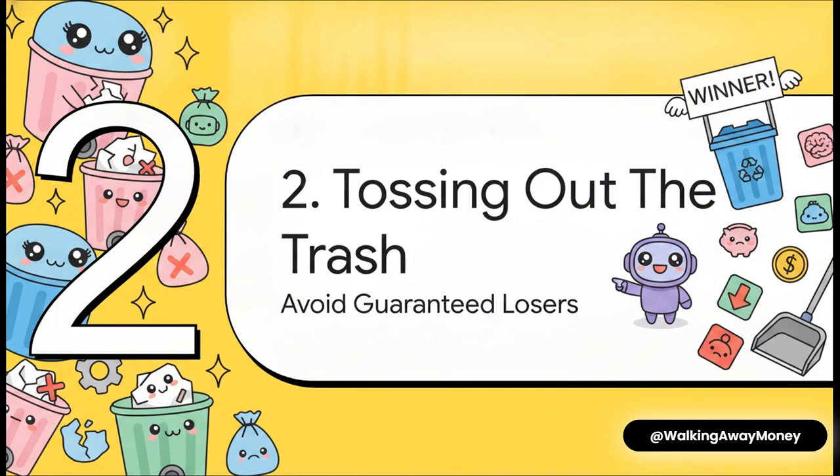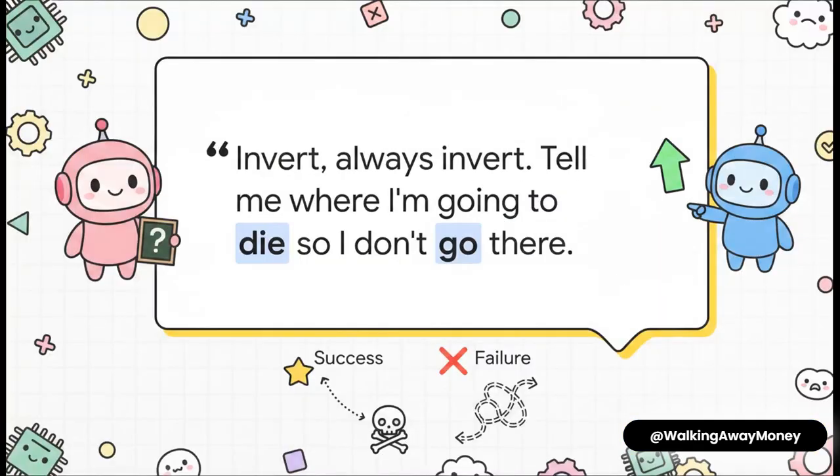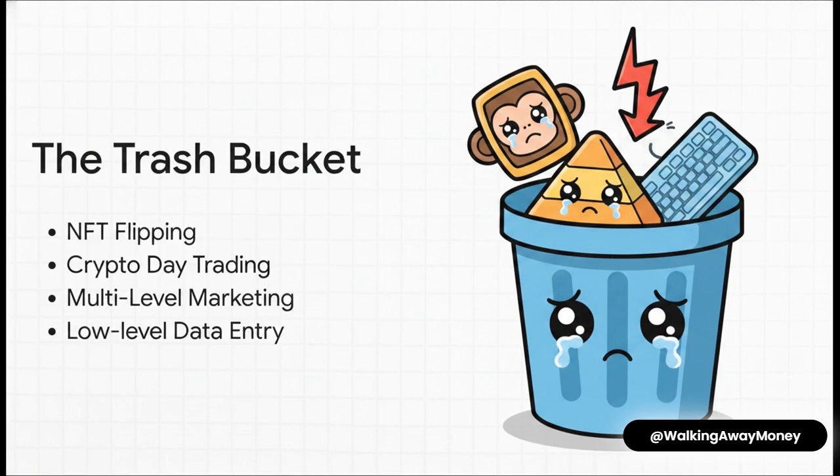Moving to part 2, tossing out the trash and avoiding the guaranteed losers. Because to find the absolute smartest way to make money, we first have to be crystal clear on what's going to make you lose money. The billionaire investor Charlie Munger actually has a brilliant framework for this called inversion. He famously said, "Tell me where I'm going to die so I don't go there." Makes total sense, right? If we want to win, we've got to first mathematically define how to lose and then do the exact opposite.